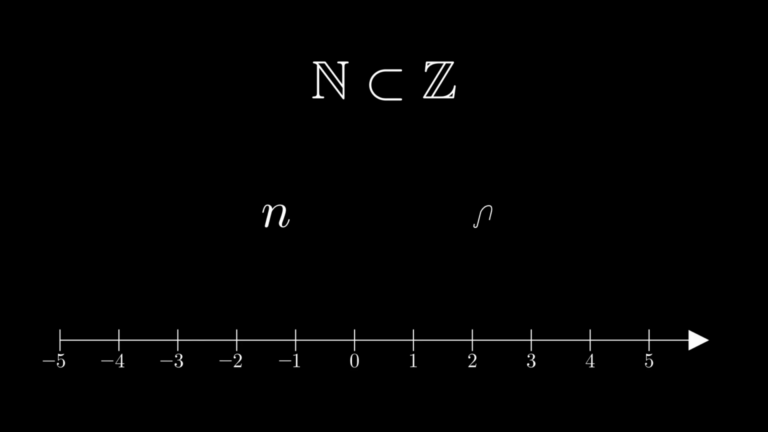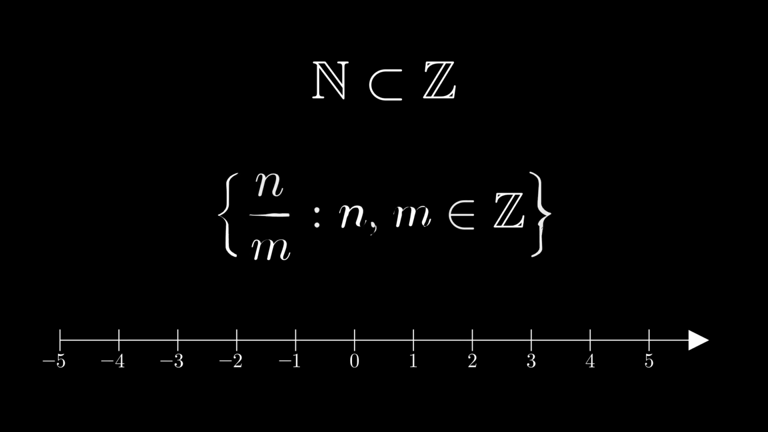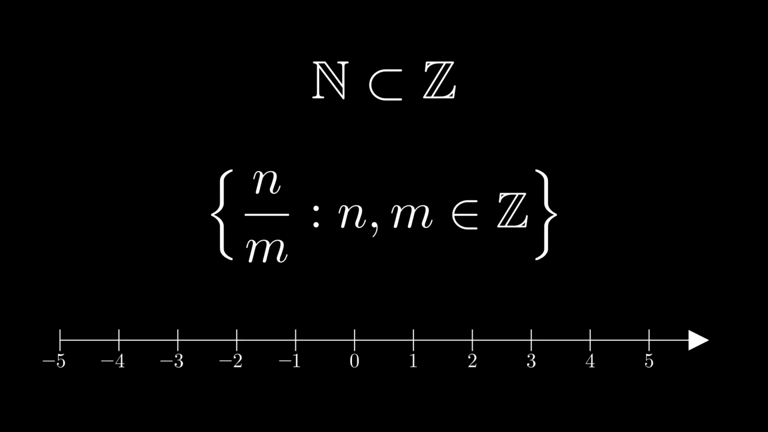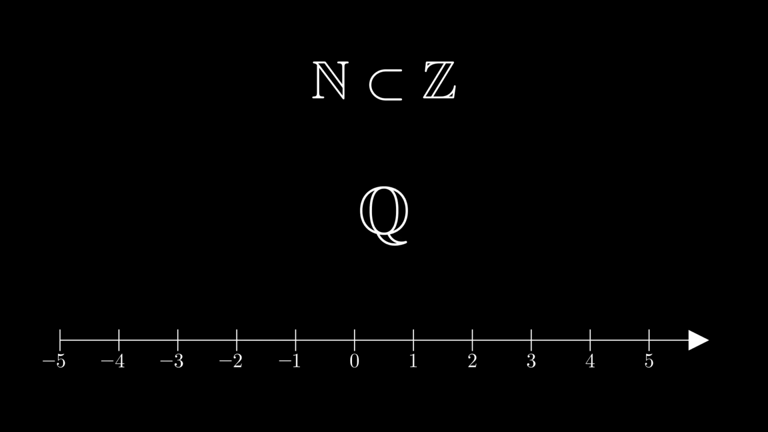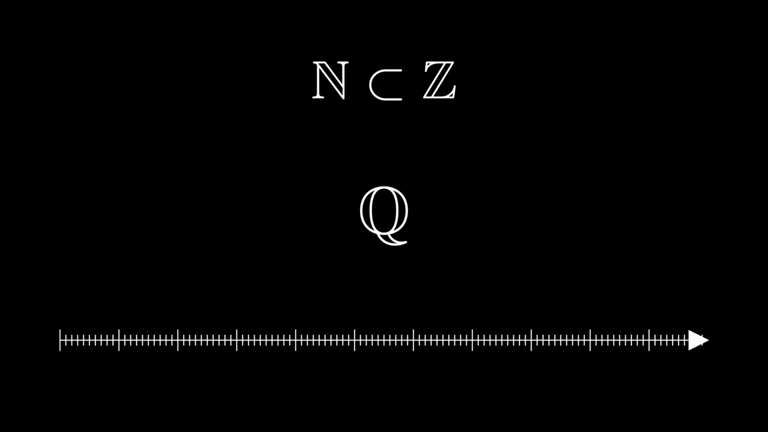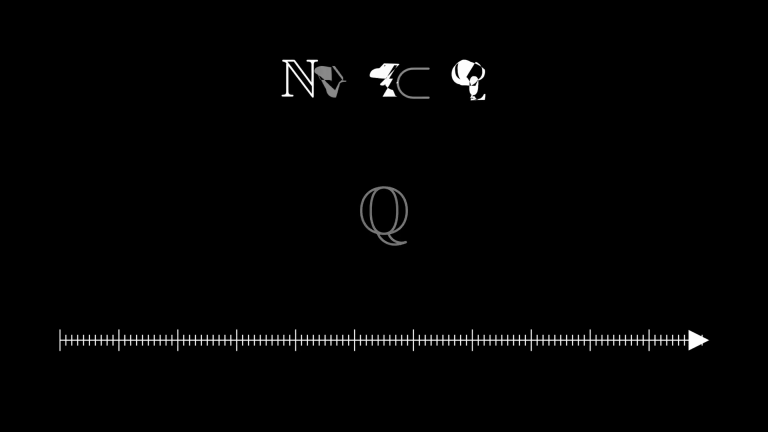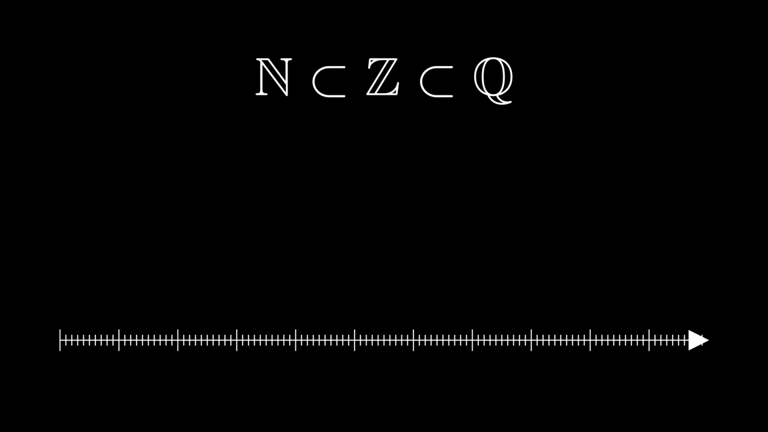Now we can go beyond integers and start filling the gaps in between those numbers by taking two integers, n and m. If we take those two integers and take their ratio, we get a fraction that belongs to the set Q, the set of rational numbers. And this contains all the integers and these decimal numbers.